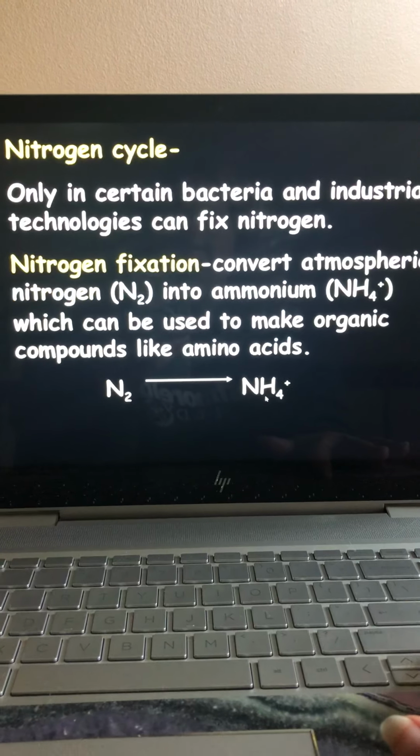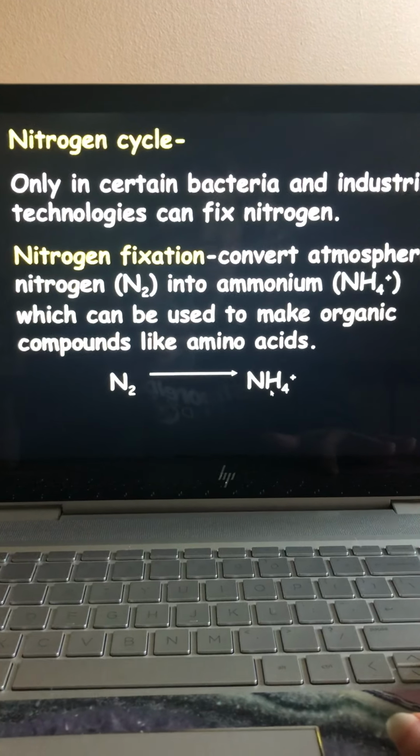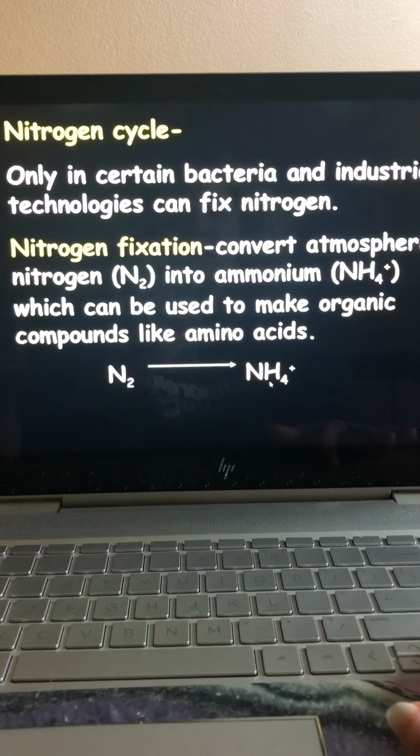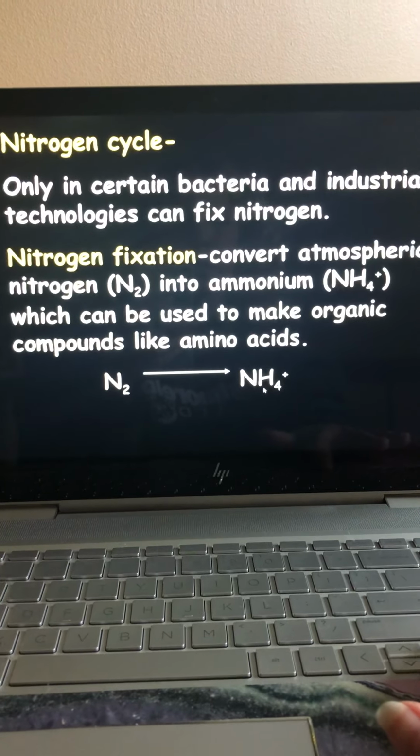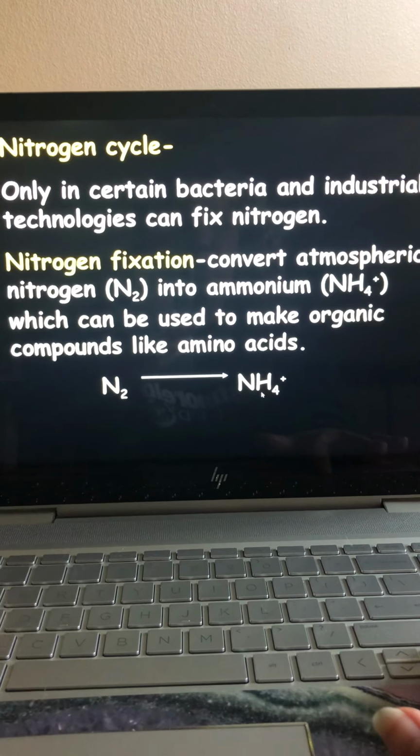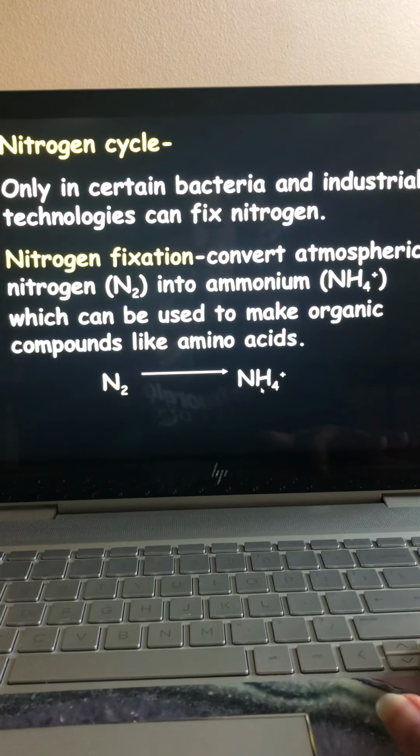Only certain bacteria and industrial technologies can fix nitrogen. We call them nitrogen fixing. Nitrogen fixation converts atmospheric nitrogen into ammonium, which can be used to make organic compounds like amino acids.